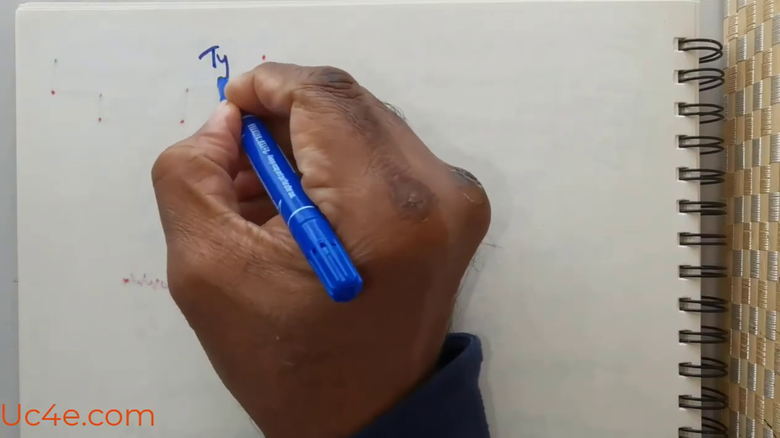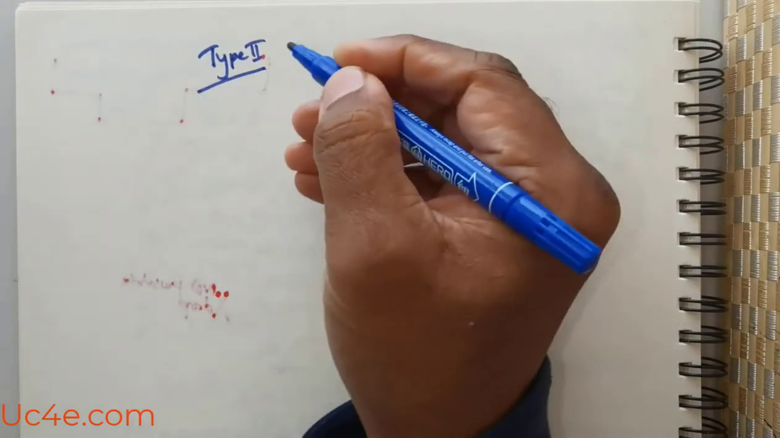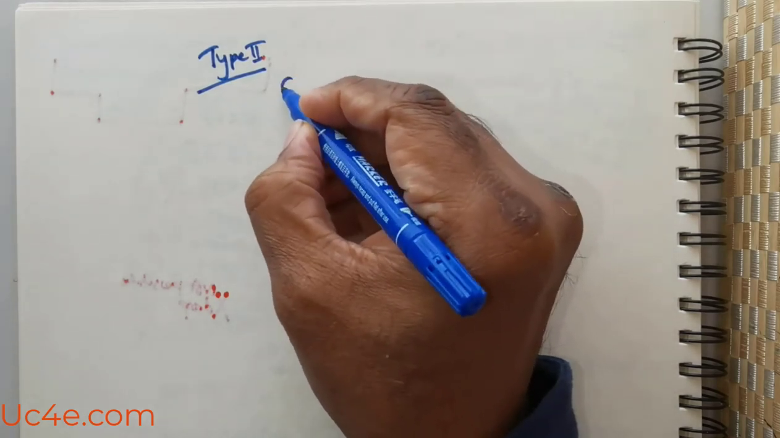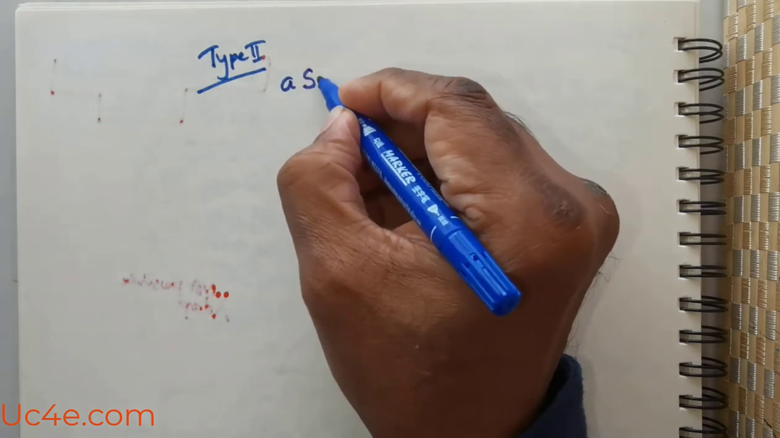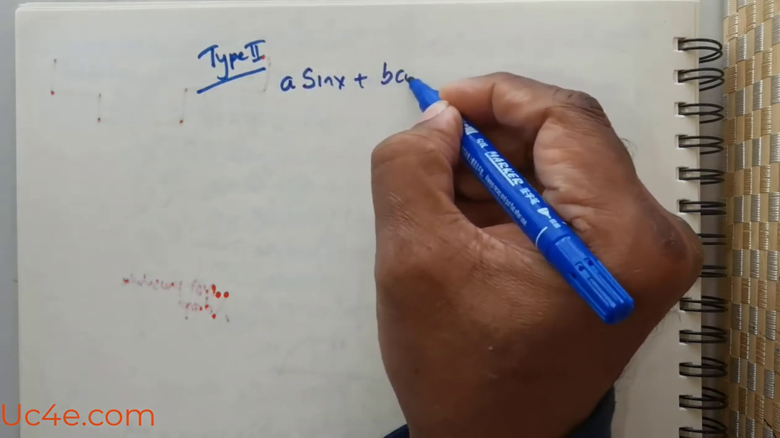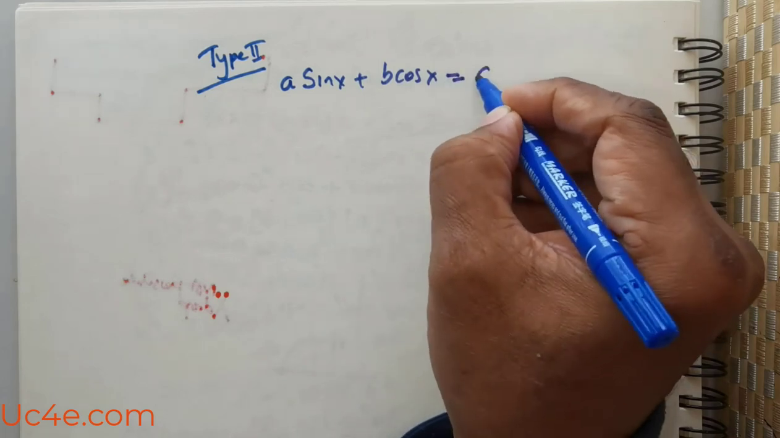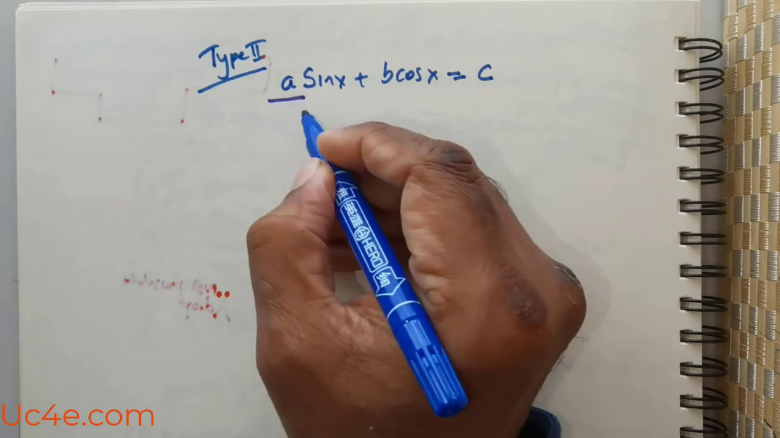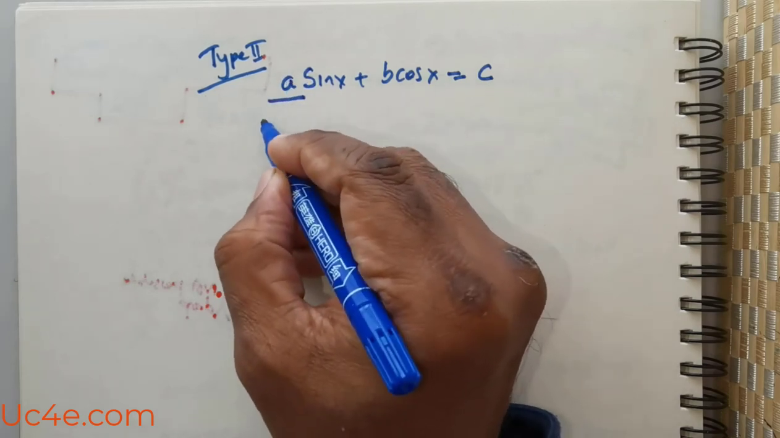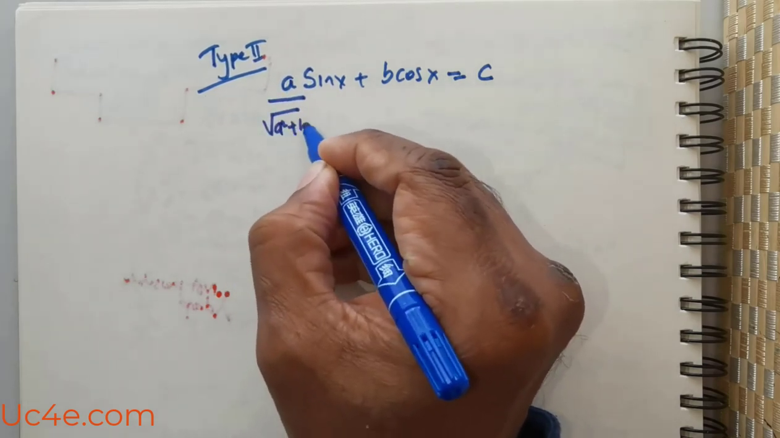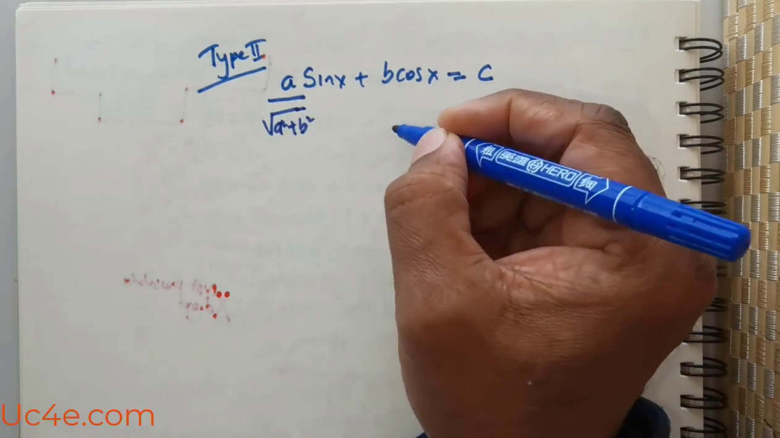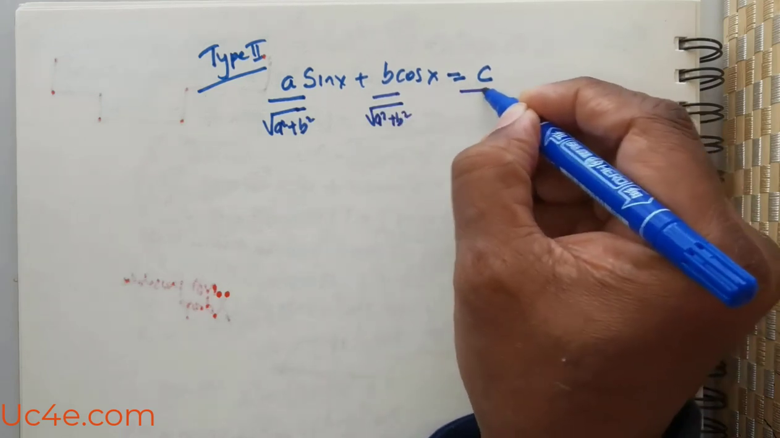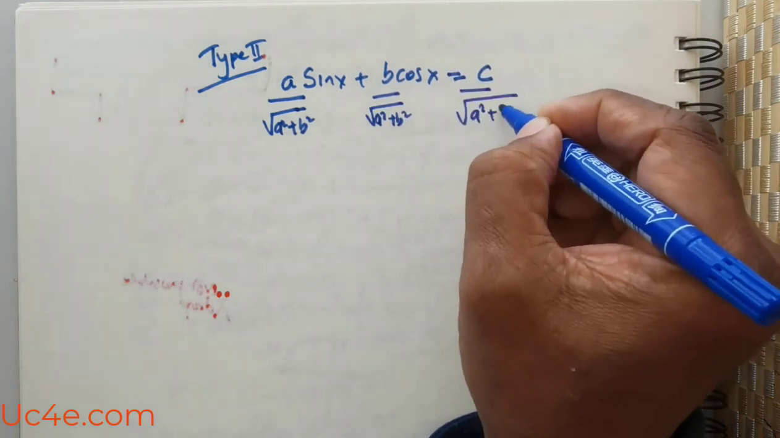To see the next type of trigonometric equations. This type is of this form: a times sine x plus b times cos x is equal to c. Now if you get this form, instantly what you need to do is divide by root of a squared plus b squared, and repeat that throughout.